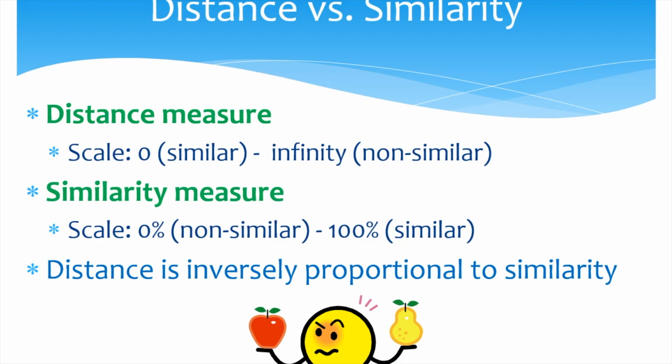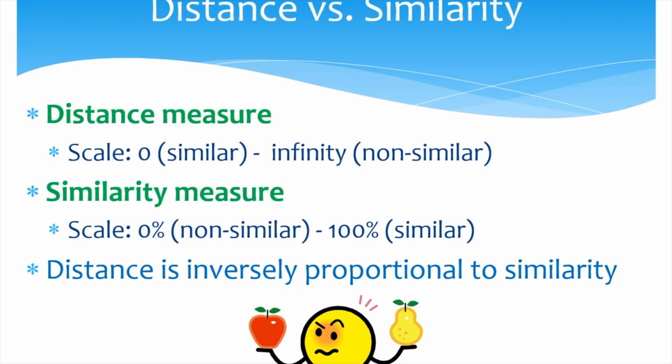There are two commonly used approaches to describe the similarity between two objects. The first approach is called distance measure. The scale of a distance measure is typically from 0 to infinity, where 0 indicates identical and infinity indicates non-similar.